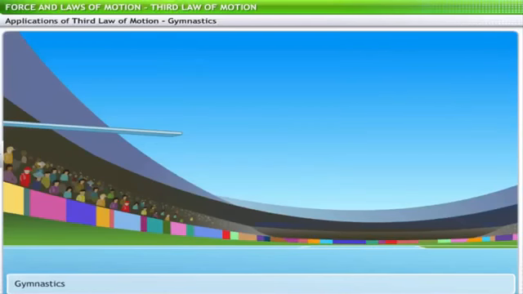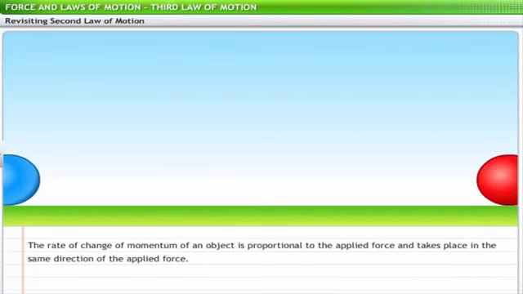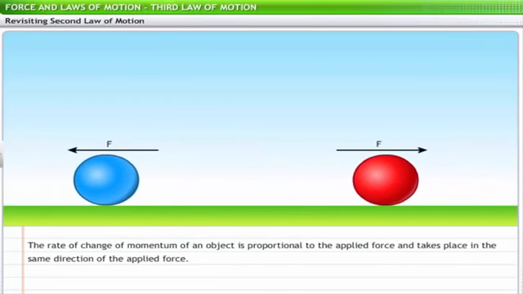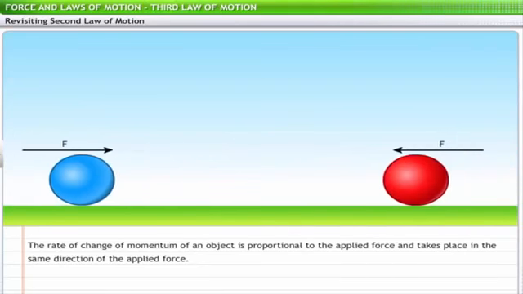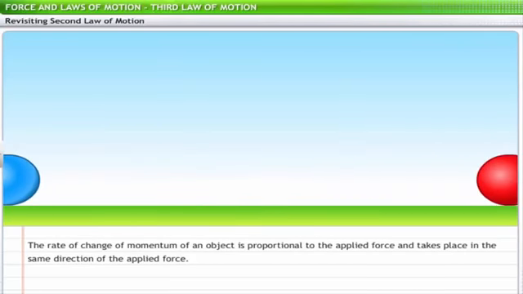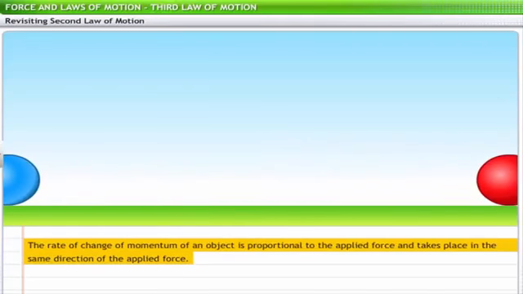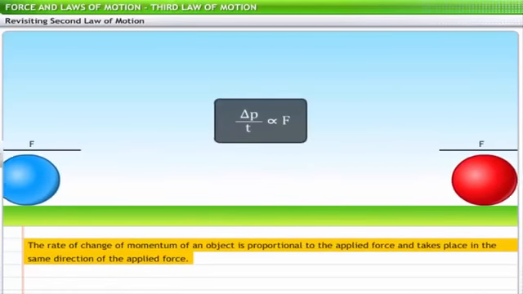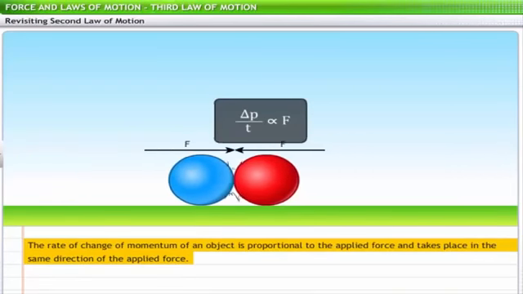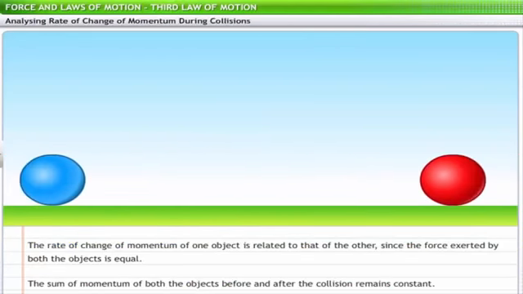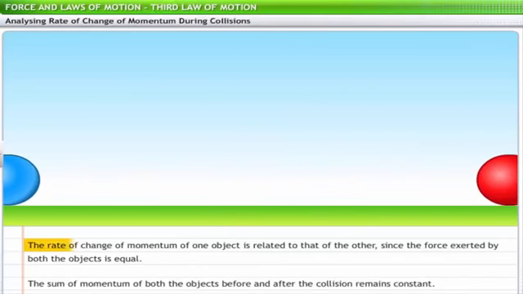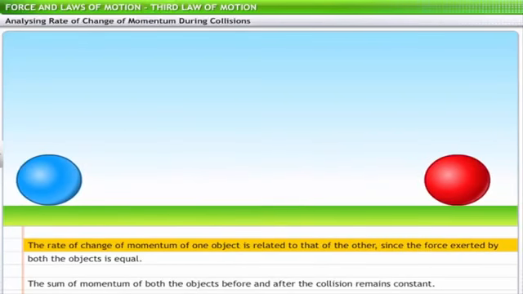This shows that every action force is matched with a reaction force, which is equal in magnitude and opposite in direction. In the third law of motion, you see two equal forces acting simultaneously against each other on two objects when an event such as a collision occurs. However, according to the second law of motion, the rate of change of momentum of an object is proportional to the applied force and takes place in the same direction as the applied force. This means that during a collision, the rate of change of momentum of one object is related to that of the other, since the force exerted by both the objects is equal.